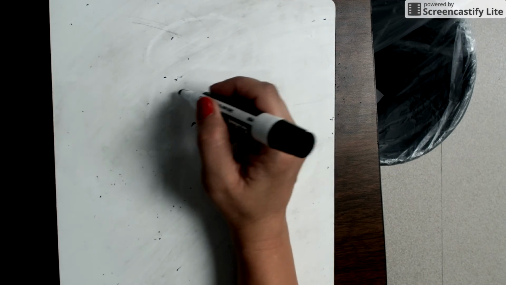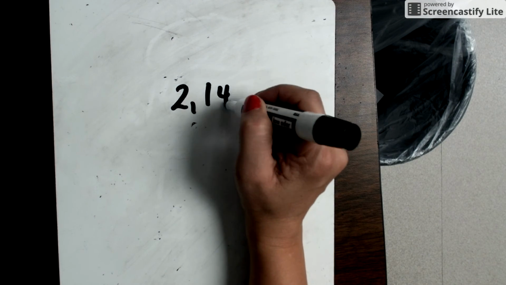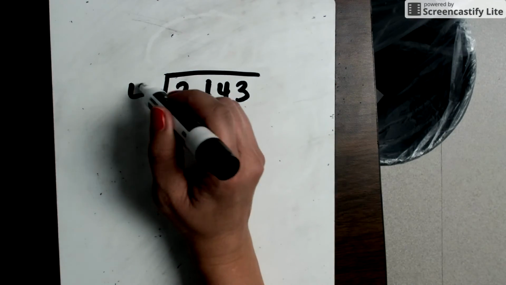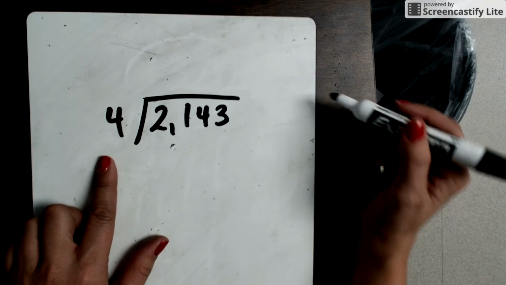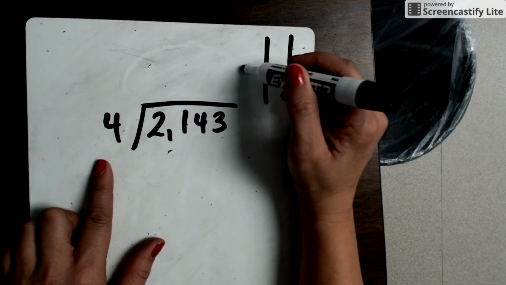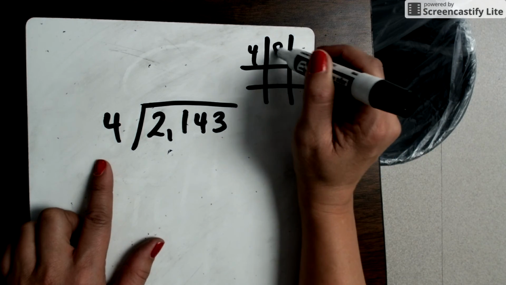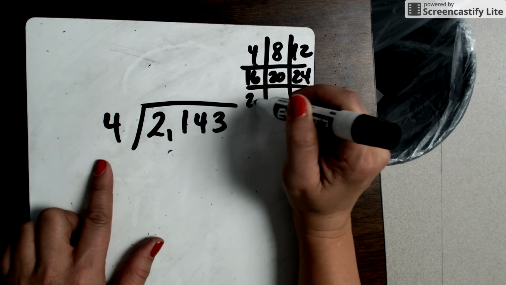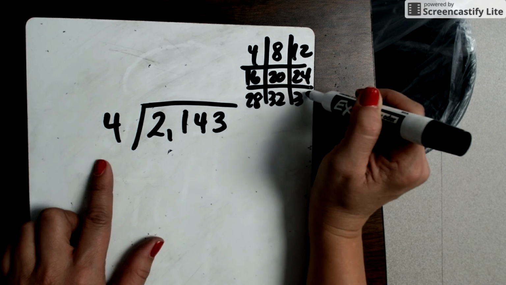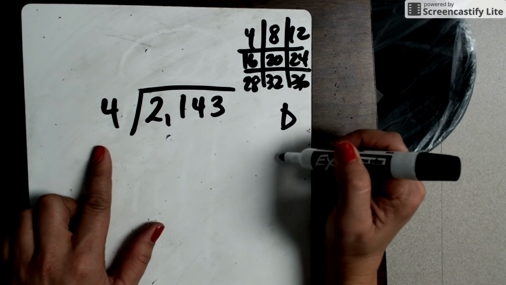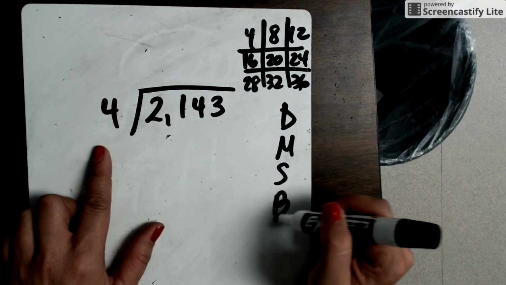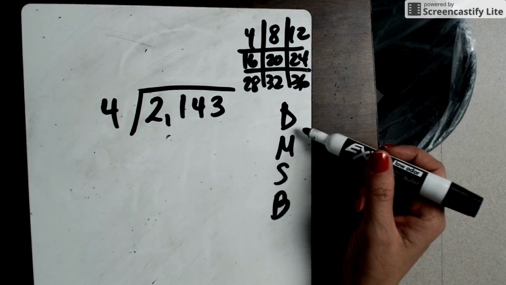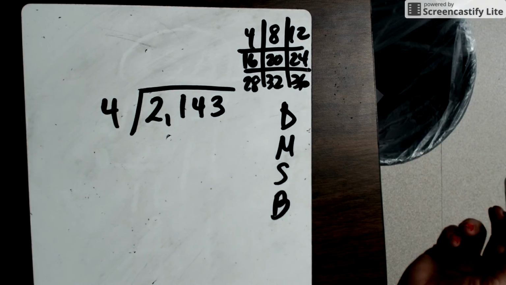All right, let's look at one more example. Let's say I give you 2,143, and I want you to divide by, let's say, 4. I always start off by doing my multiples of 4 in a hashtag form. So 4, 8, 12, 16, 20, 24, 28, 32, and 36. And I'm going to write down my steps: divide, multiply, subtract, and bring down.